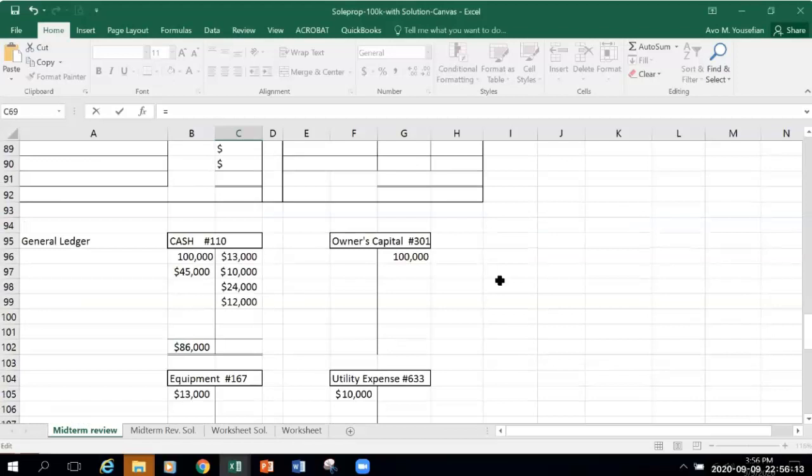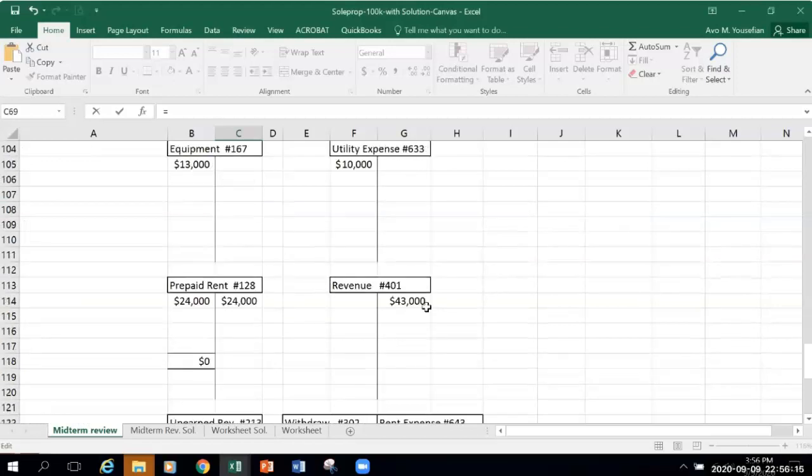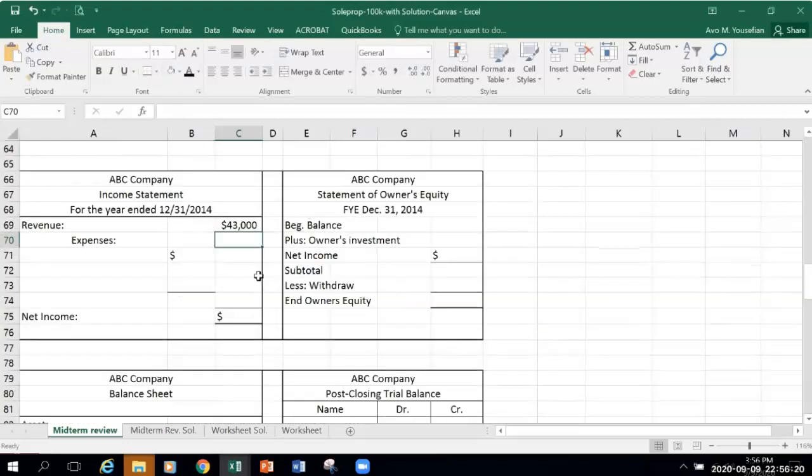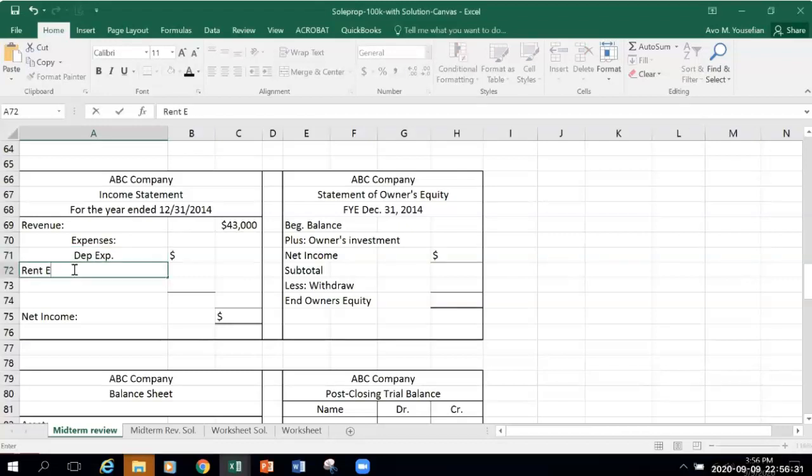Let's go to revenue, and my revenue is right there. Enter. You see that? And my expenses are, let's say, depreciation expense, and what else do I have? Rent expense. Rent expense, depreciation expense, and utility expense. Okay. So what are my expenses?